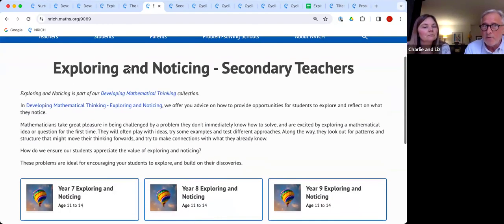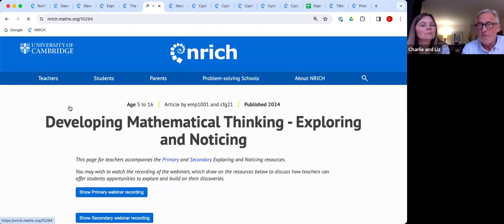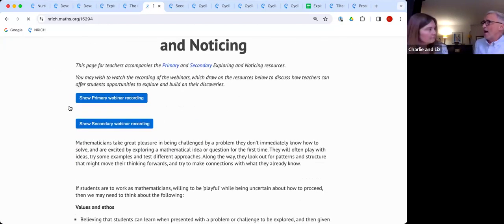What we've done in preparation for today is produce some guidance, just like we did for the collaborative webinar, for those of you who were here with us a couple of months ago. We produced a page with ideas that might help you back at school or in meetings with colleagues, to think about how you might embed exploring and using noticing as a springboard for further mathematical activity.